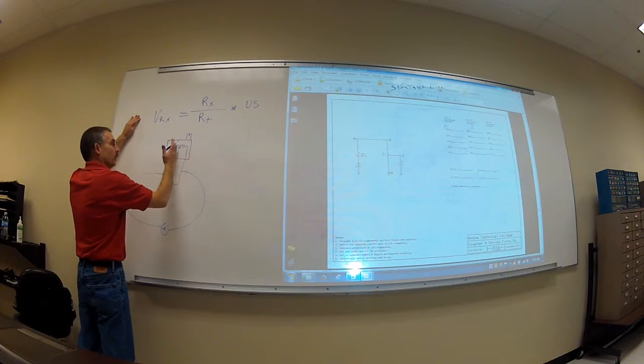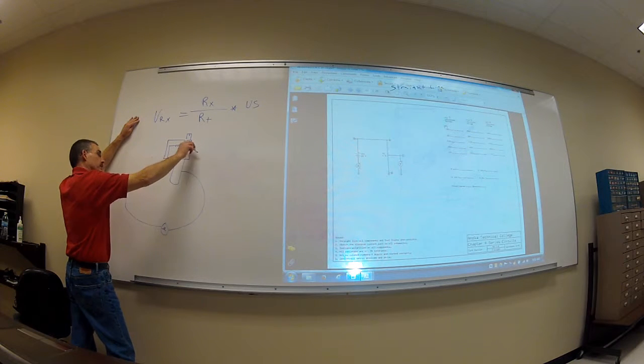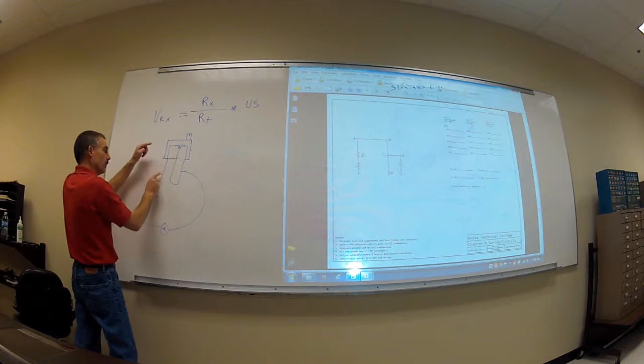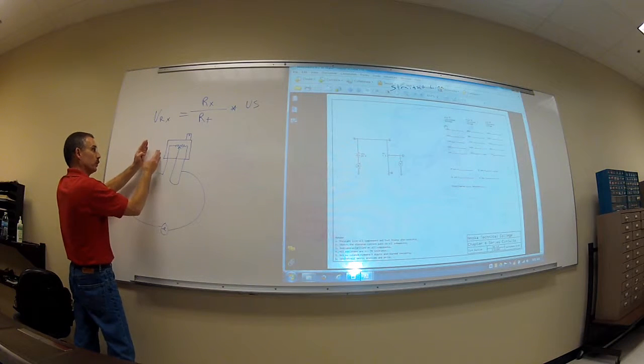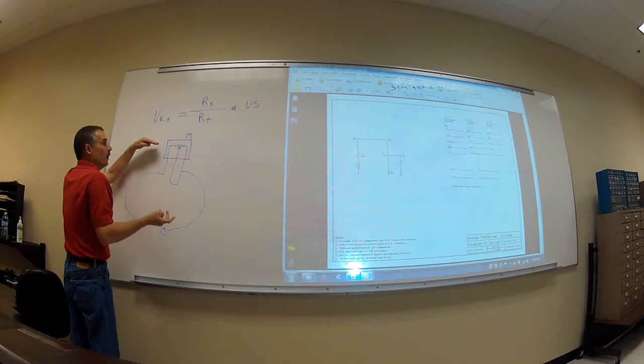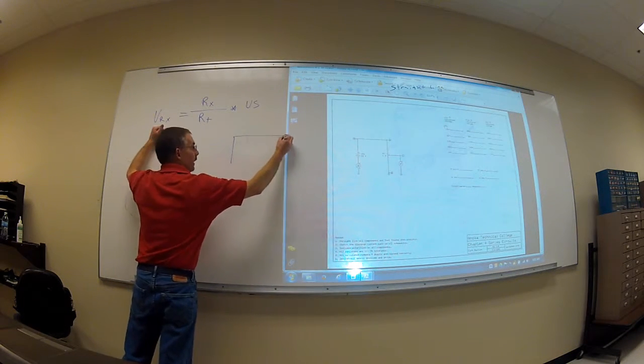If I move my wiper more this way, I'm going to get more resistance. If I move it this way, I'm basically bringing this piece of wire over to this side, and it's kind of shorting out that whole resistor. I'm not going to get as much resistance in there. So you have that jumper in that breadboard.